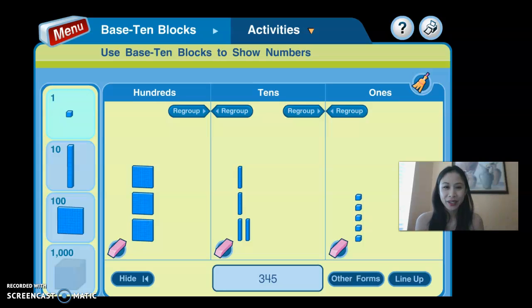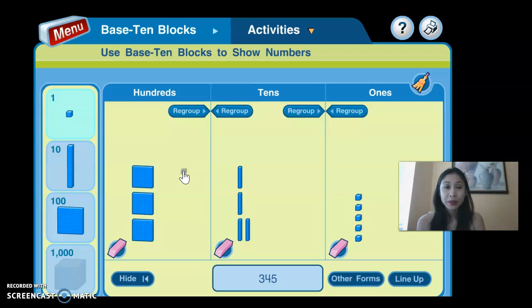Hi there, guys. For week 4, we are going to review how to decompose numbers, how to use different pictures without changing the value of a whole number.